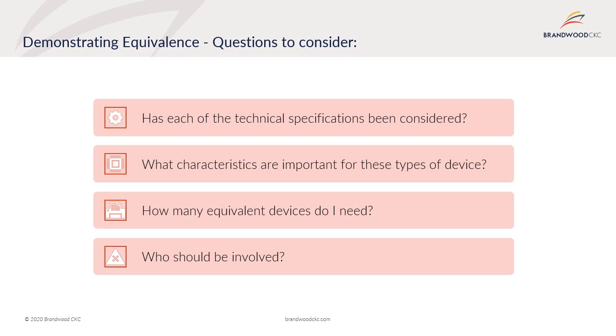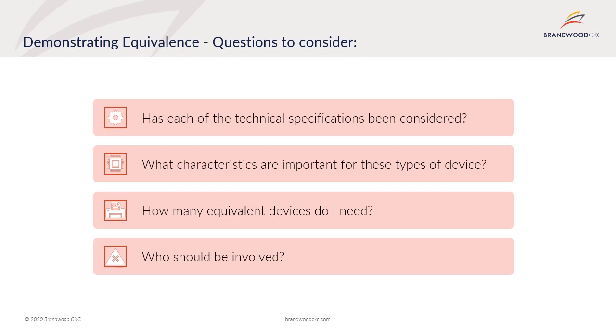Secondly, what sort of characteristics are important? Like I mentioned before, it does differ for the type of device. So a software device, an implantable cardiac pacemaker, custom devices, and joint replacements will have very different specifications to look at. It's really important to think about what makes sense for the device type.